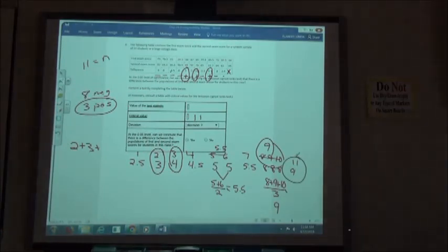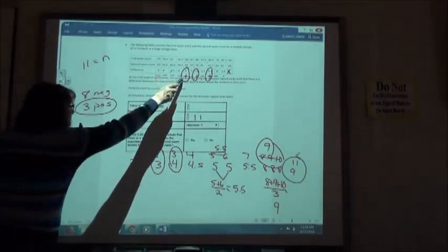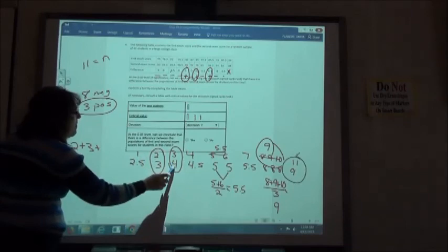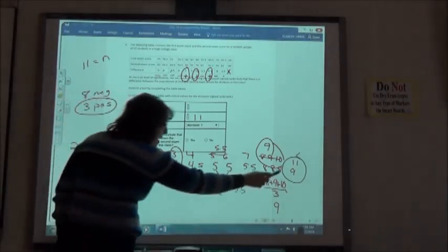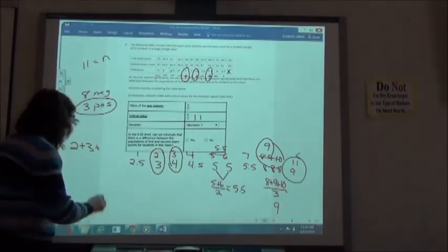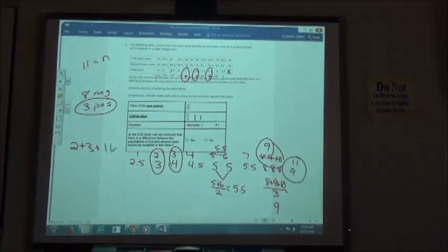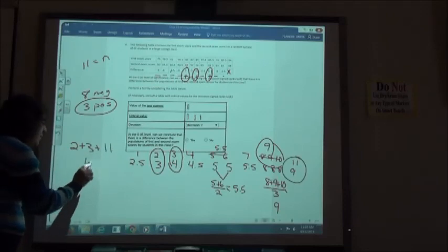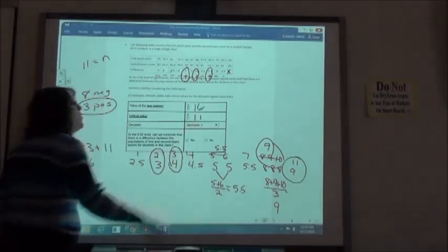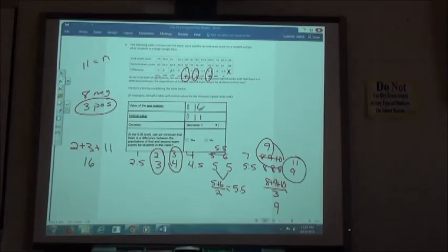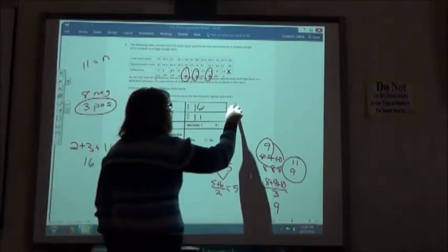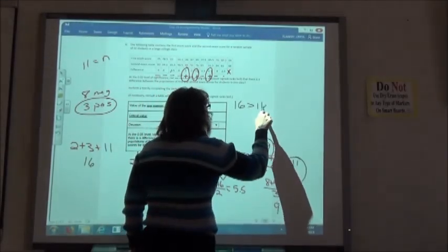So going back to my test value. My 3 had a rank of 2, my 4 has a rank of 3, and my 9 has a rank of 11. I should have used an 11 there. I tried to use the 8 instead of the 9. So the 9 has a rank of 11. If I add all those together, 2 plus 3 plus 11, 5 plus 11 would be 16. So now that I have the value of my test statistic is 16 and my critical value is 11, we know that 16 is greater than 11.